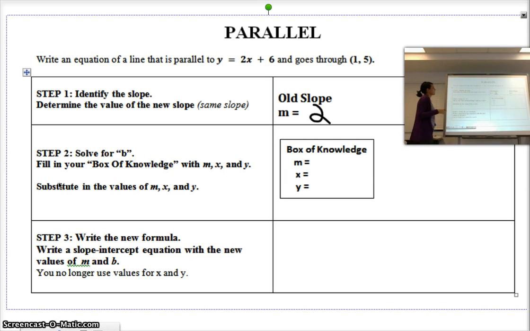Okay, so the next thing is to determine the value of the new slope. If these are parallel lines, what is the new slope going to be if they're parallel? 2, right? Same slope, it's parallel.